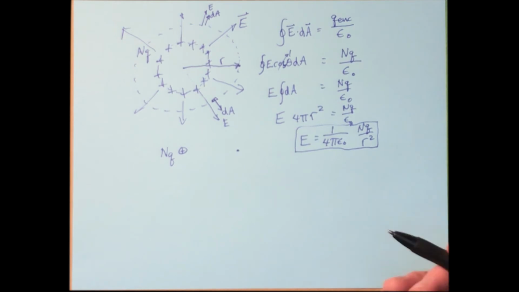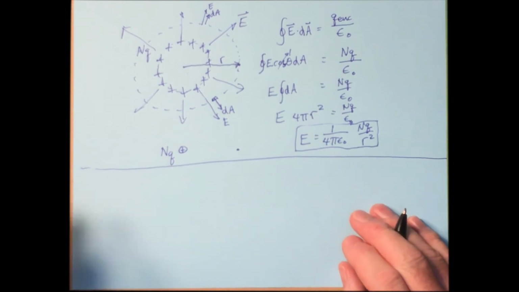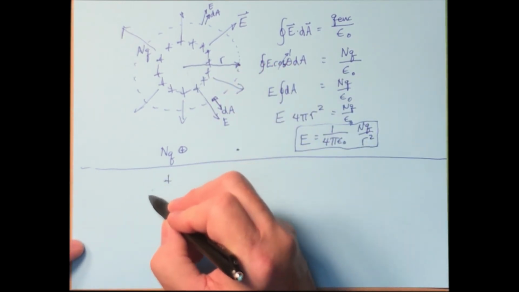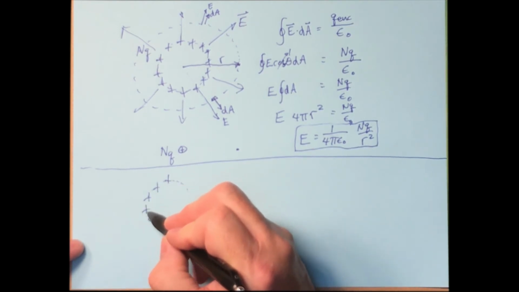Now, the other shell theorem talks about what's happening on the inside of the shell. So let's draw another shell here. Place our positive charge on it.